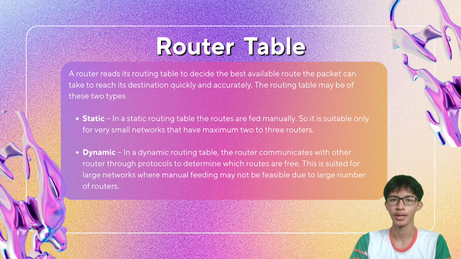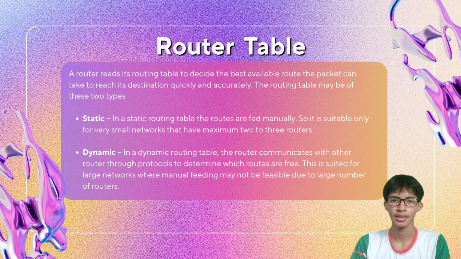So let's move on to the routing table. A router reads its routing table to decide the best available route the packet can take to reach its destination quickly and accurately. The routing table may be of two types: static and dynamic. First is the static. In a static routing table, the routes are fed manually, so it is suitable only for very small networks that have a maximum of 2 to 3 routers.